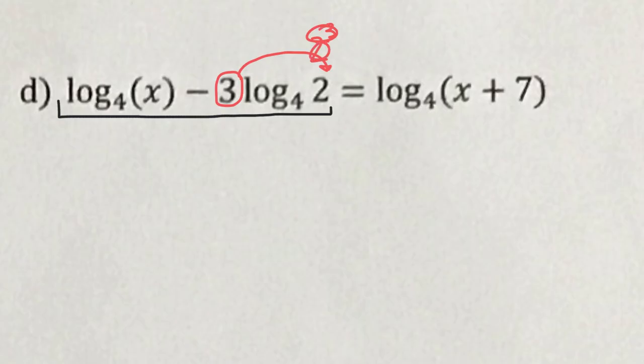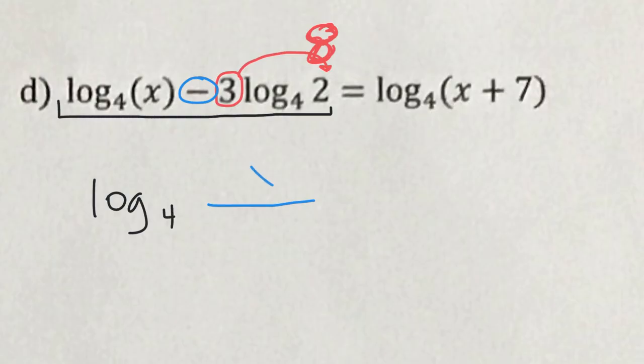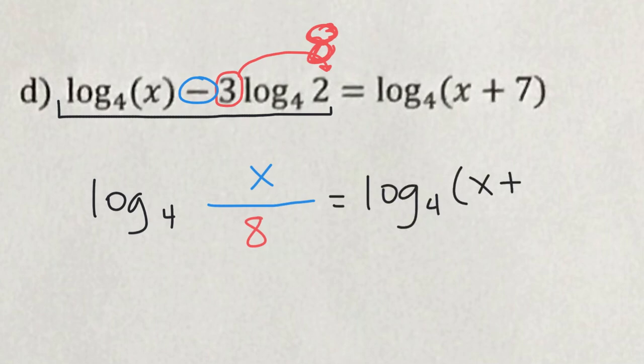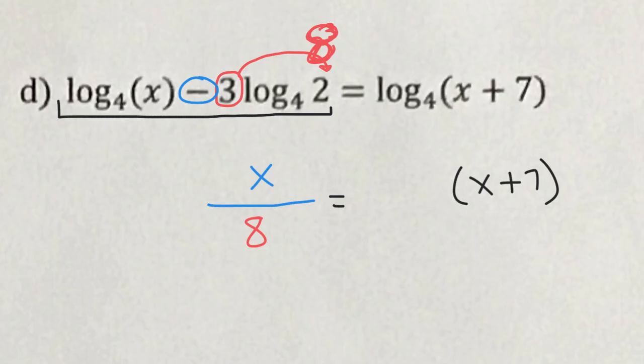That's 8. So this is going to be log base 4 of 8. And then when I condense, subtraction becomes division. So my final answer when I combine this is going to be log base 4 of x divided by 8 equals log base 4 of x plus 7. So now I have log on both sides. So in essence, I can cancel both of these out and just solve my algebraic expression.